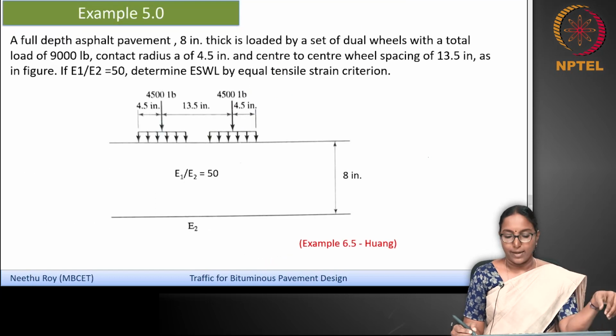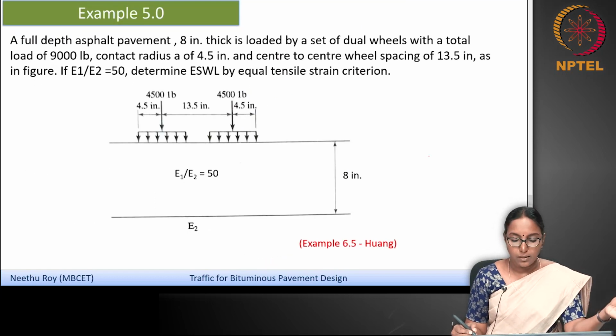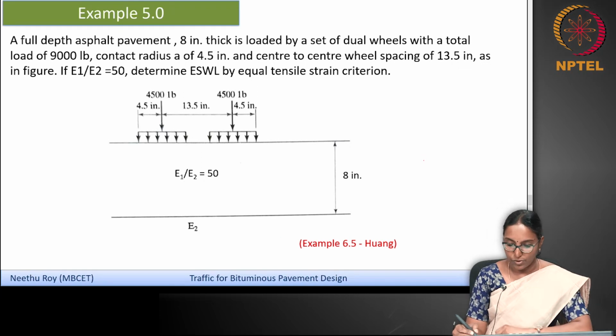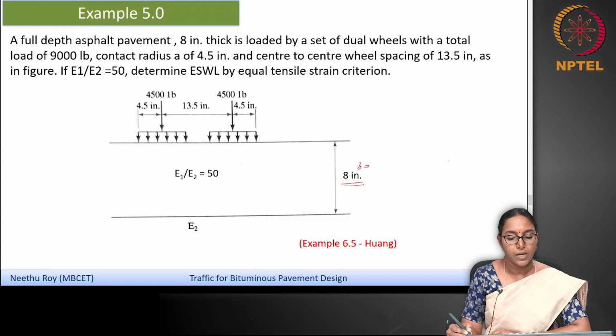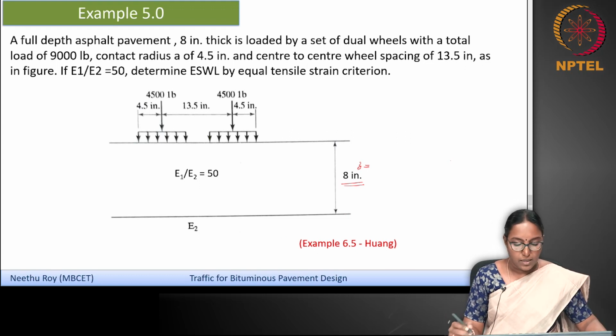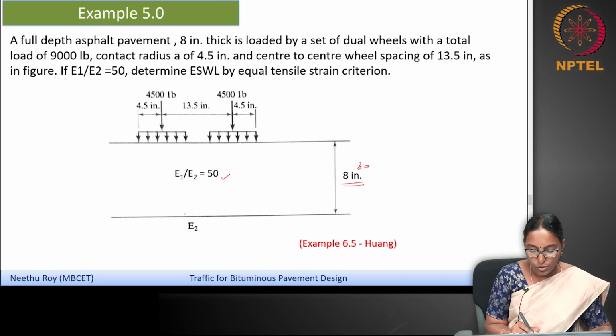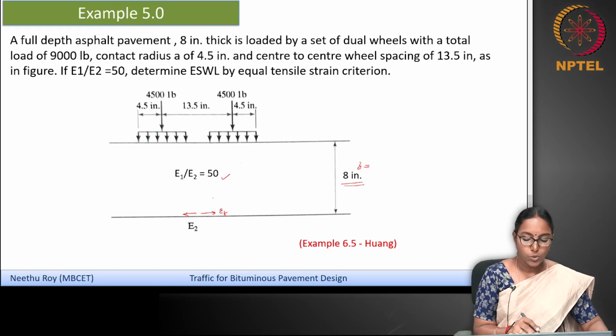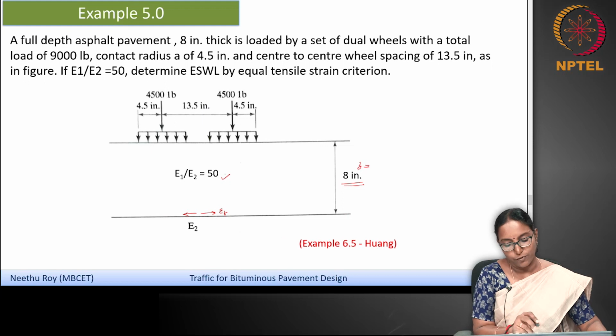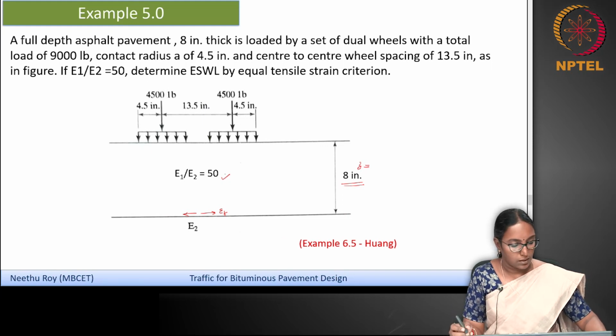So let us work out one example to find the equivalent single wheel load based on this equal tensile strain criterion. It is a similar question to what we have been discussing, but the only thing is that the pavement thickness is changed to 8 inch from 13.5 inch, and the E1 by E2 ratio is given as 50 here. So what you are going to see is the epsilon T, the tensile strain at the bottom of this pavement layer for the dual wheel, and this strain is equated for the dual wheel assembly and the equivalent single wheel load.